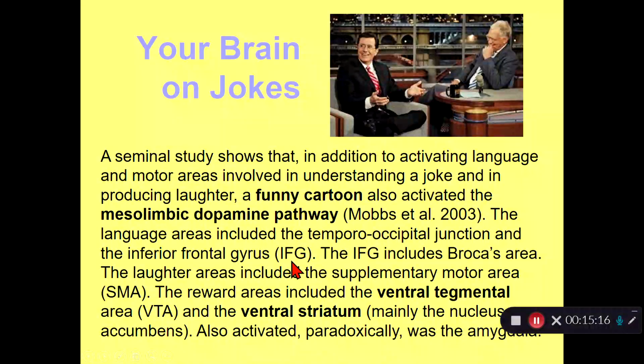The language areas included the temporal-occipital junction and the inferior frontal gyrus. Inferior frontal gyrus includes Broca's area, and the laughter areas include the supplementary motor area. So these are areas involved in making mouth movements and tongue movements and laughter movements. But the temporo-occipital junction and regions of the brain near Broca's area are involved in the mirror neuron system and other parts of the brain that are involved in the theory of mind. Mirror neuron system, theory of mind, these are high-level parts of the brain that mediate social cognition, that mediate feelings of empathizing and understanding others, and reasoning about the intentions and thoughts of other people.